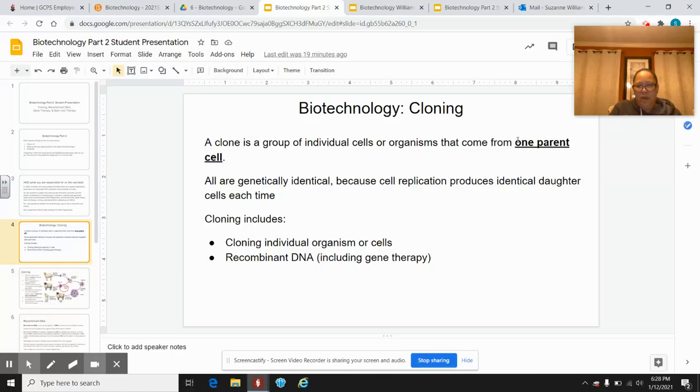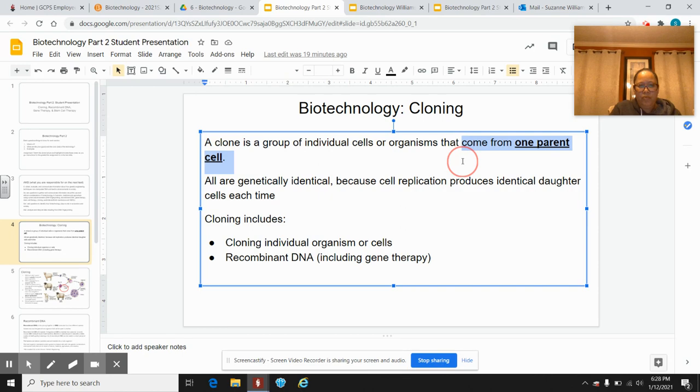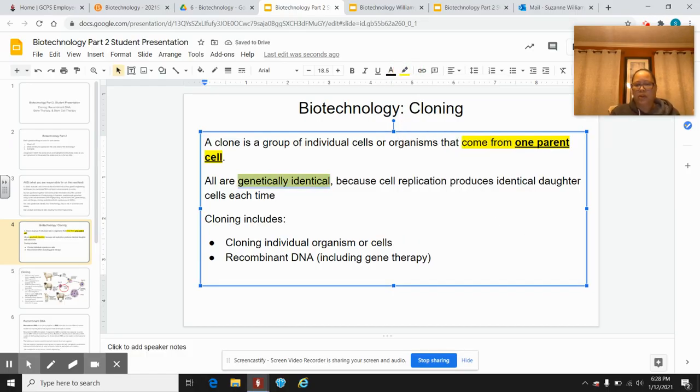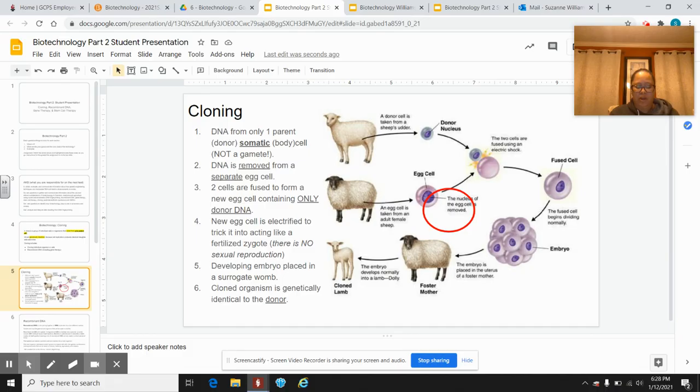All right, so a clone is going to come from one parent cell. Let's go ahead and highlight that. And also let's highlight that they are genetically identical. So we are going to talk about cloning individuals. We're going to use the example of Dolly the sheep, and we are also going to talk about recombinant DNA. So we're going to start with Dolly, since we read an article about her. So here are the steps in more detail. Be able to recognize this diagram and also be able to go through the steps.